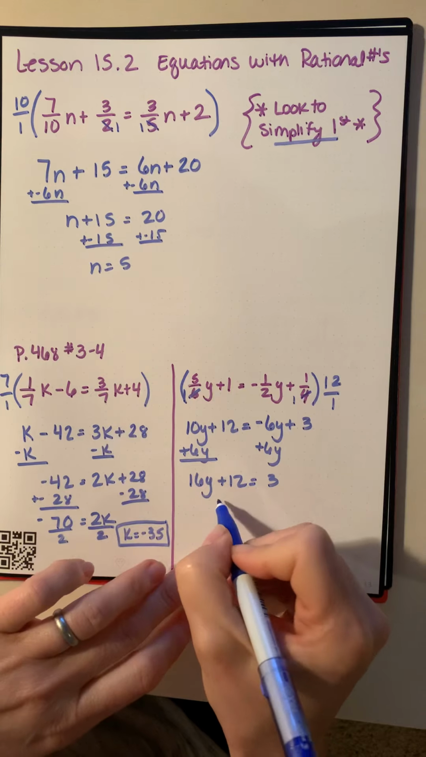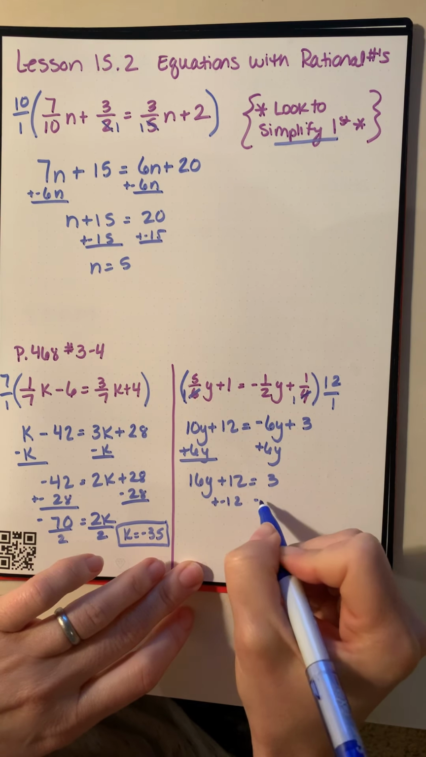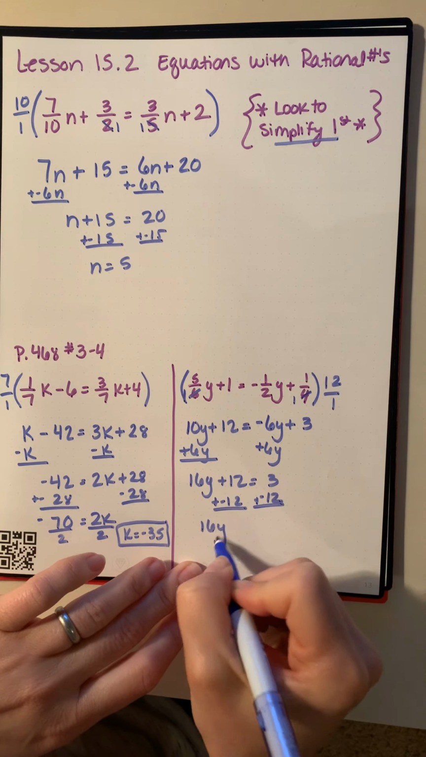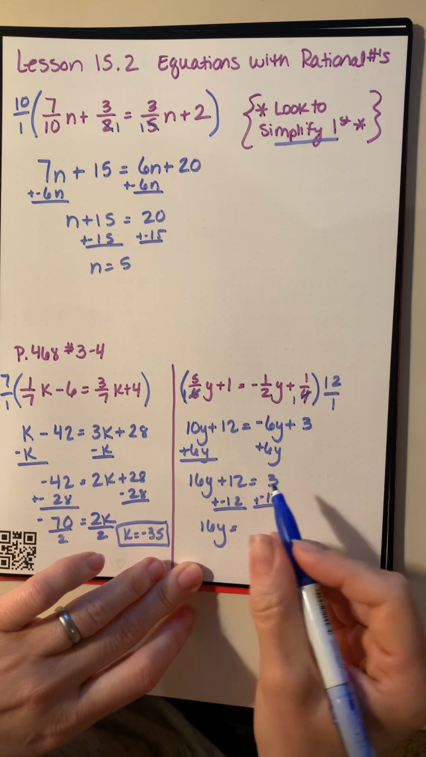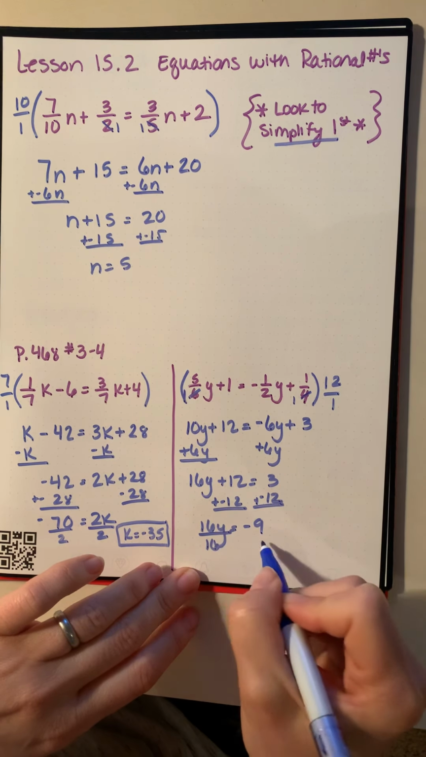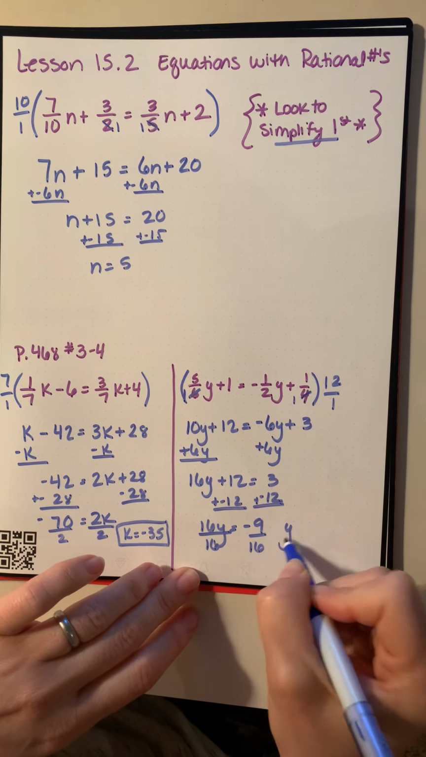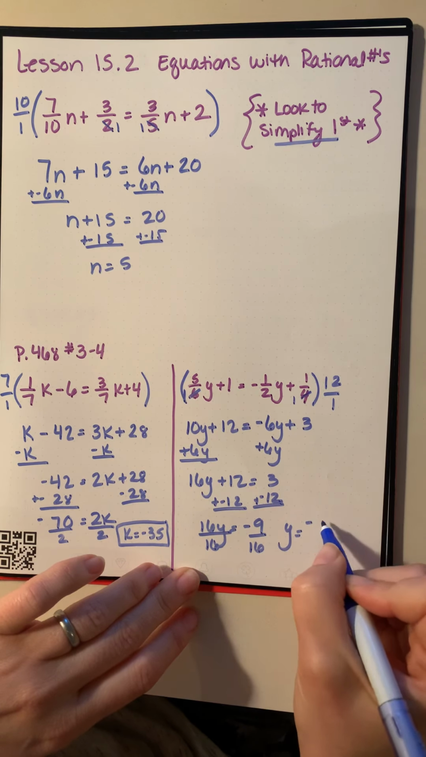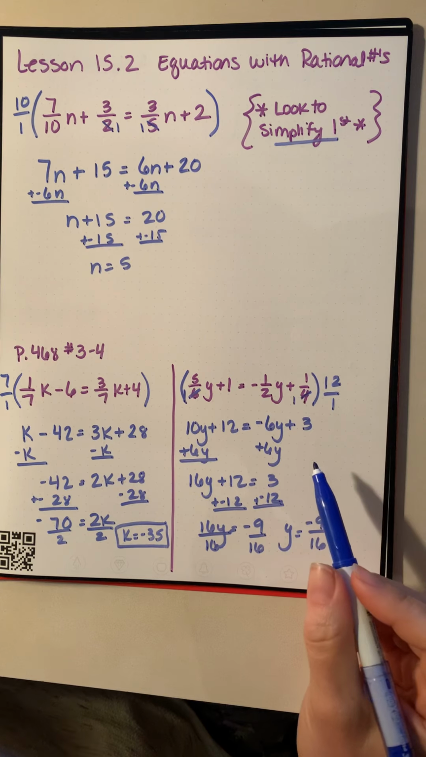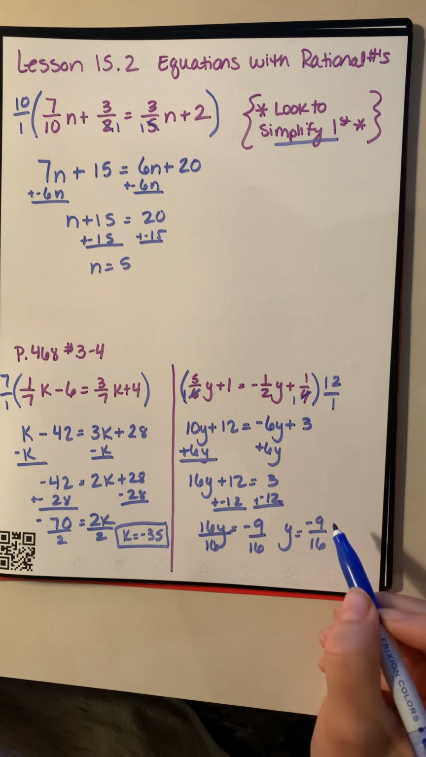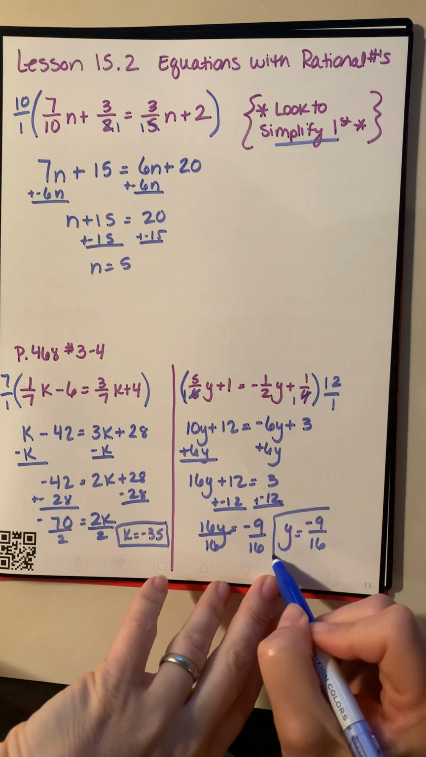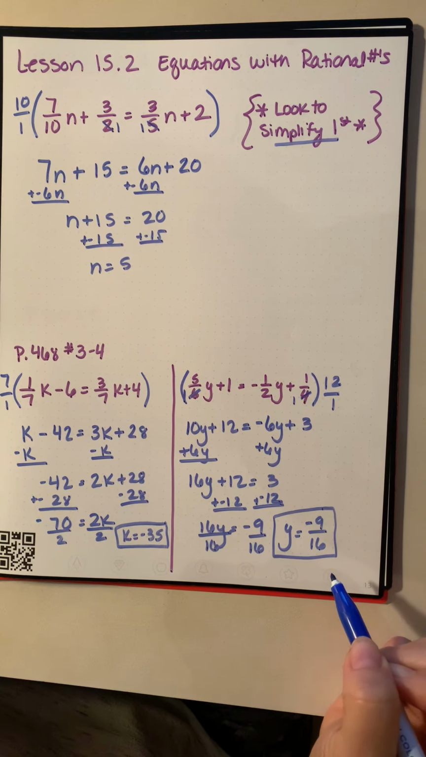Okay, and then I'm going to add a negative 12. We've got 16y equals, let's see, negative 9. And then divide by 16, y is equal to negative 9/16. I have a feeling I maybe made a mistake in here somewhere, because not that negative 9/16 can't be an answer, but it seems a little wonky compared to some of the other answers I have.